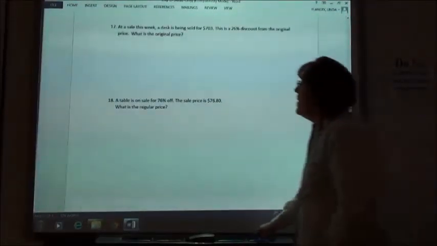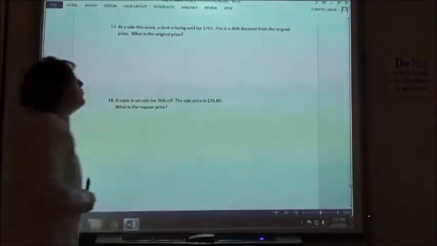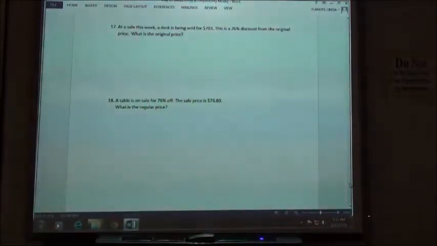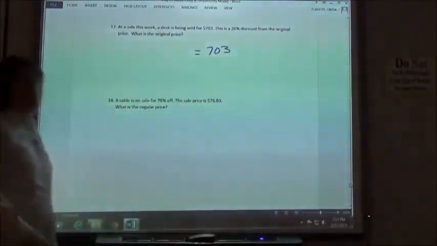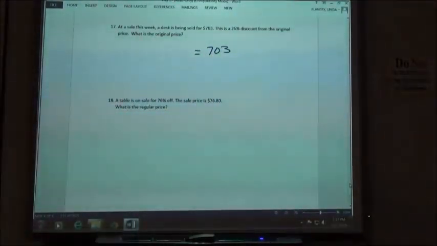Number 17, at a sale this week, a desk is being sold for $703. This is a 26% discount from the original price. We want to find the original price. So we know the end price was $703, right? This one, we're not going to use that percent that's listed because it doesn't say of, it says discount. So if it was a 26% discount from the original price, what percent did I actually pay? If my discount's 26%, what percent did I pay?